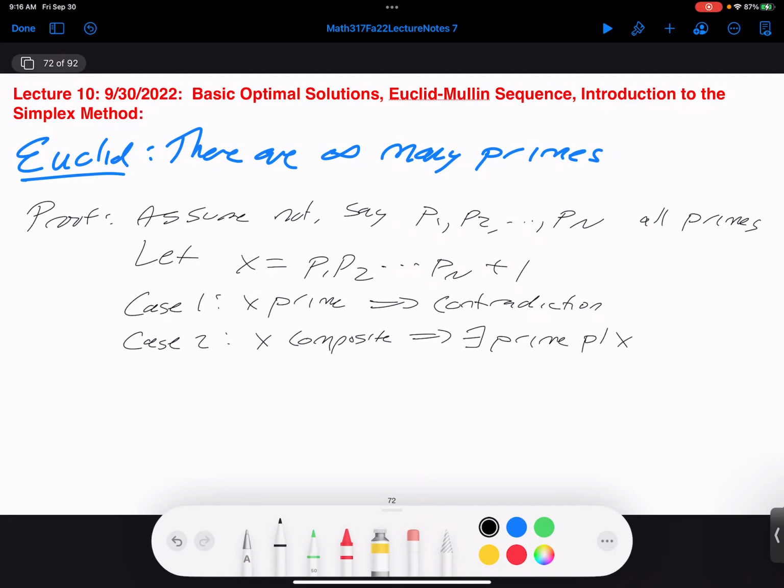Could the prime that divides X be P1? Could X be a multiple of P1? So what would be the remainder if I try to divide X by P1? It would be 1, so it can't be P1. What about P2? Also has remainder 1. In fact, none of these primes can work. So P is not P1, P2, dot, dot, dot, Pn, as all have remainder 1. Therefore, it's a new prime. Contradiction.